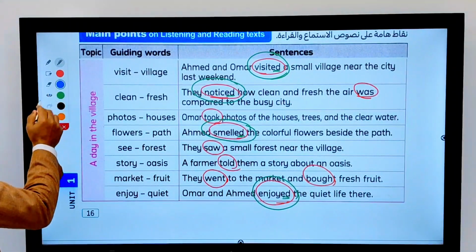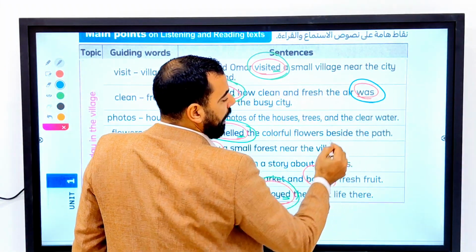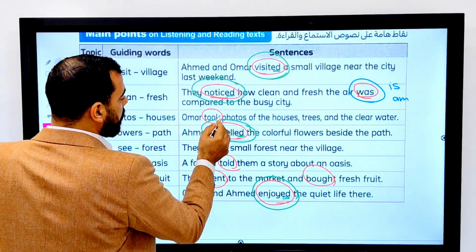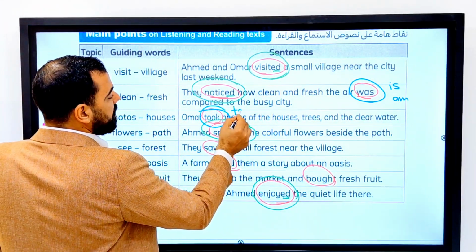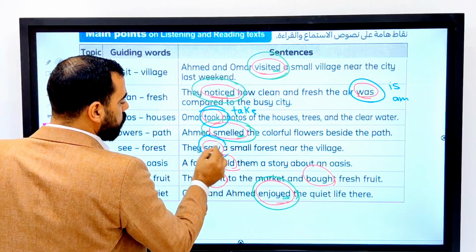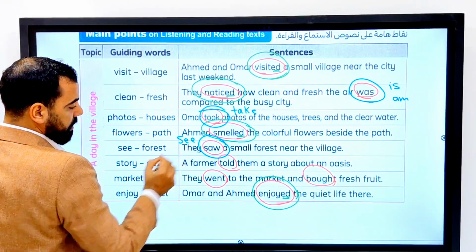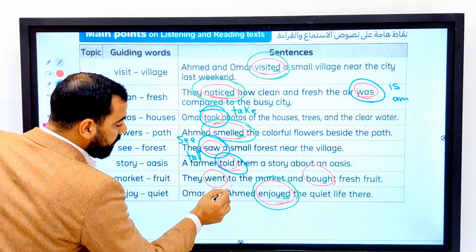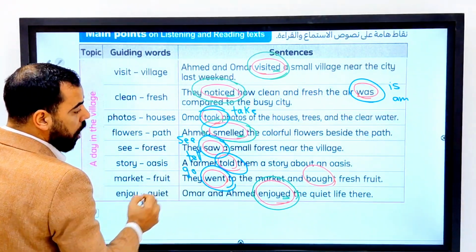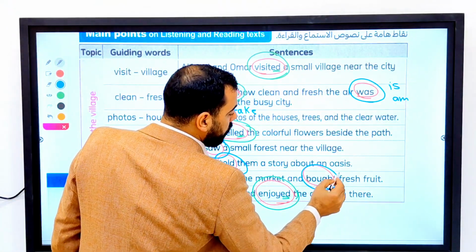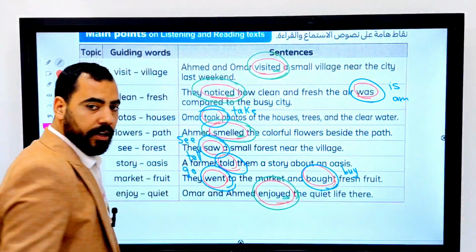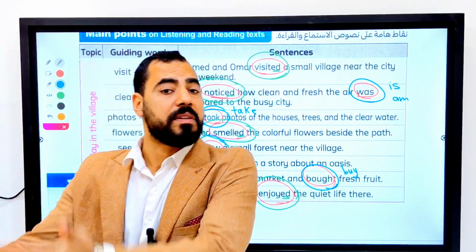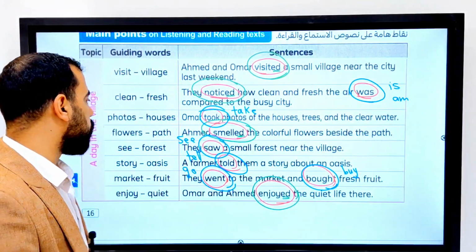But was is irregular, and this is the past form of is or am. Took is irregular, it's the past form of take. Saw is irregular, this is the past form of see. Told is irregular, this is the past form of tell. Went is irregular, this is the past form of go. Bought is irregular because it is the past form of buy. So we have two kinds of verbs when we change them from present to past. Regular verbs and irregular ones.